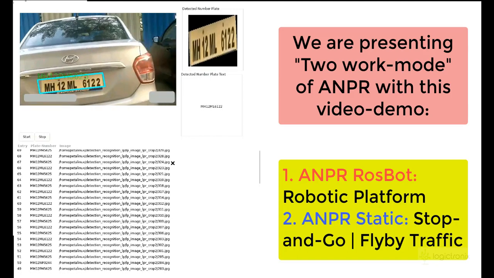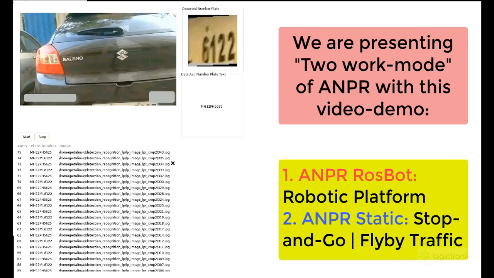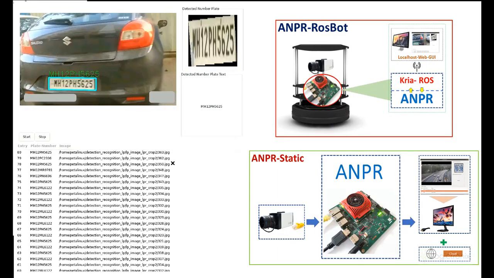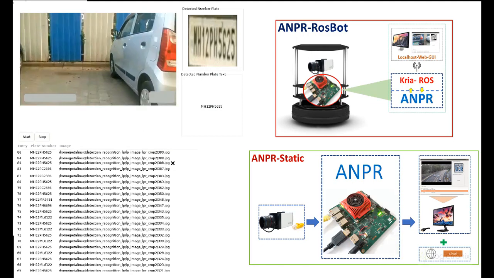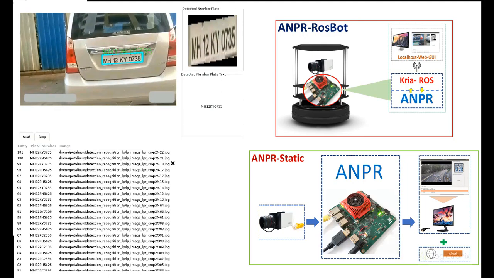ANPR solutions have two work modes. One is raw spot mode, another is static mode. Raw spot mode is mainly for robotic platforms moving around the parking space, and static mode is very popular for stop and go traffic as well as flyby traffic.